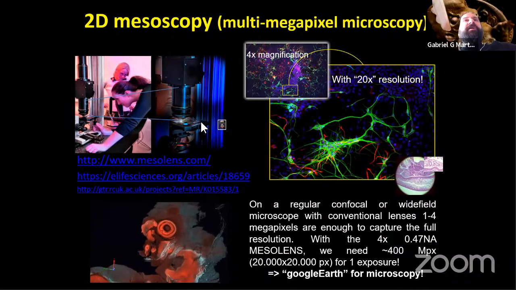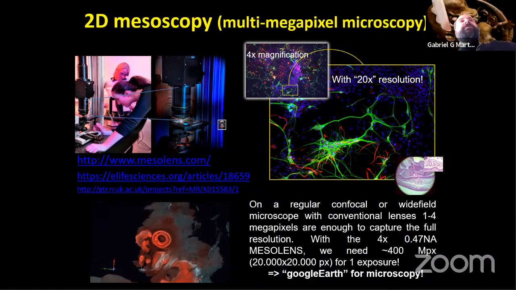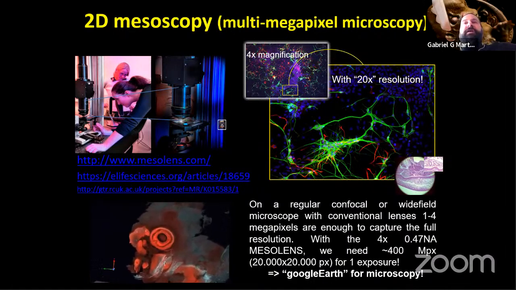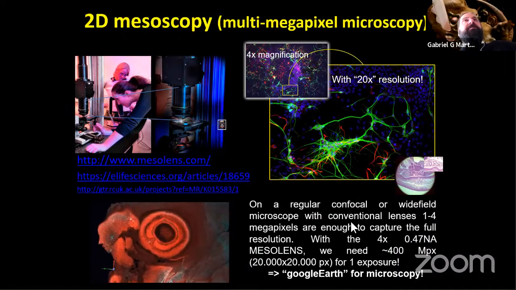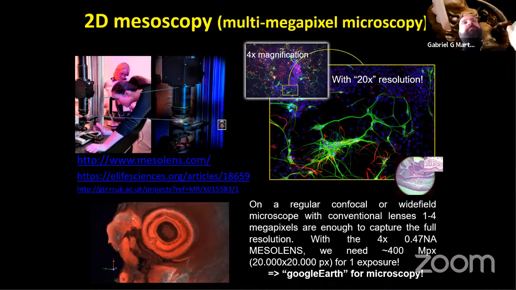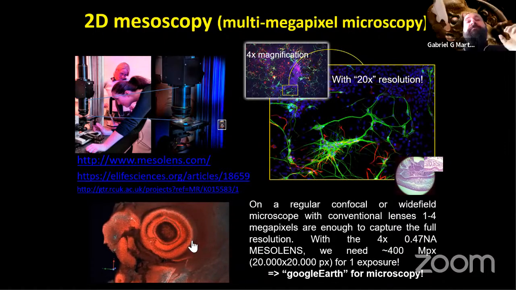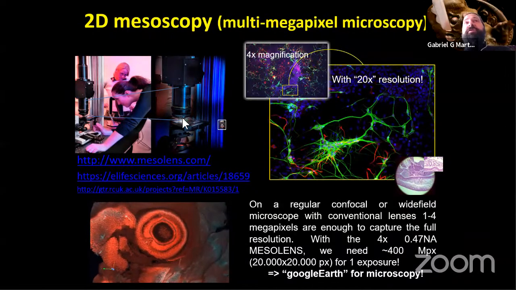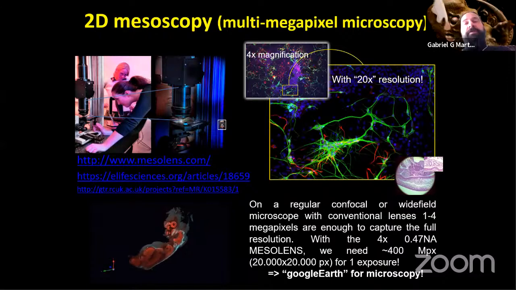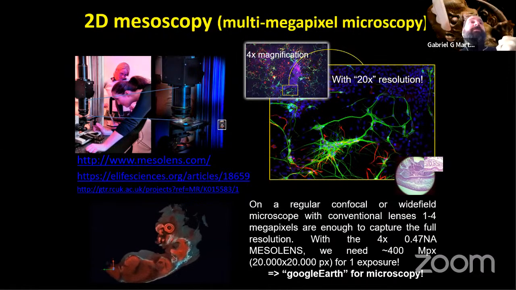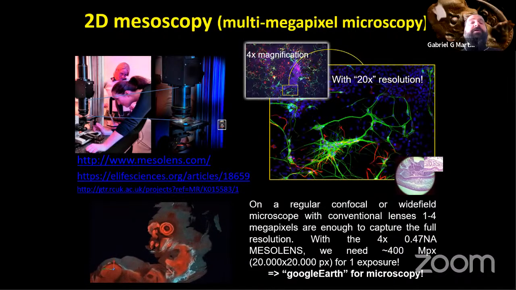It's a low magnification, intermediate numerical aperture objective. With a regular 60 or 100x objective, you can only get about 1 to 4 megapixels of information. With a meso lens, and some stereoscopes actually come with objectives that are meso lenses, like the MVX from Olympus, for example, you can get as much as 100 megapixels of real information out of these objectives. This is actually quite interesting.